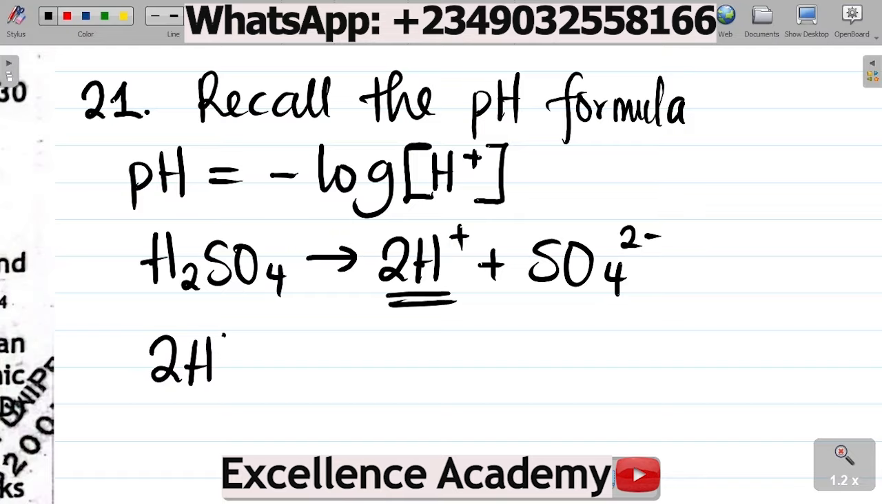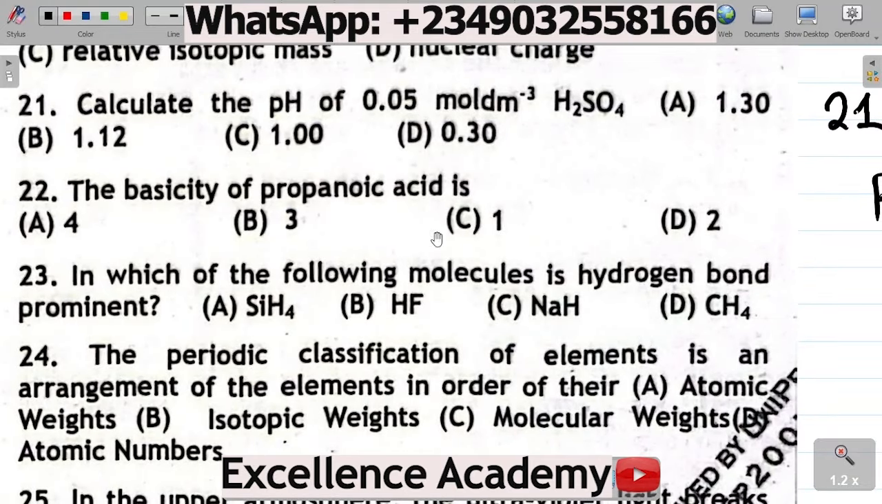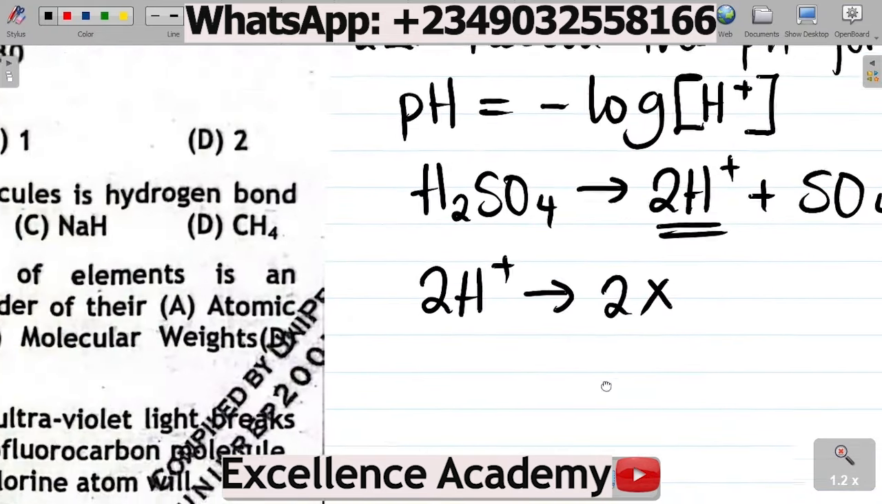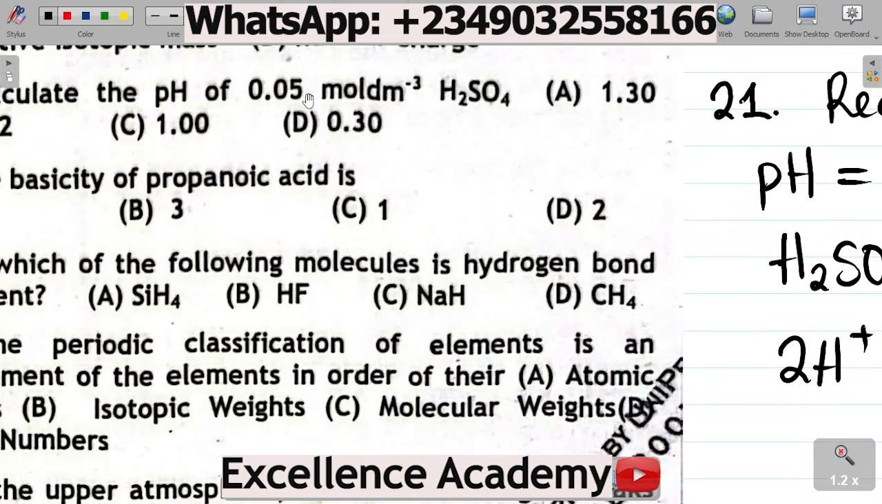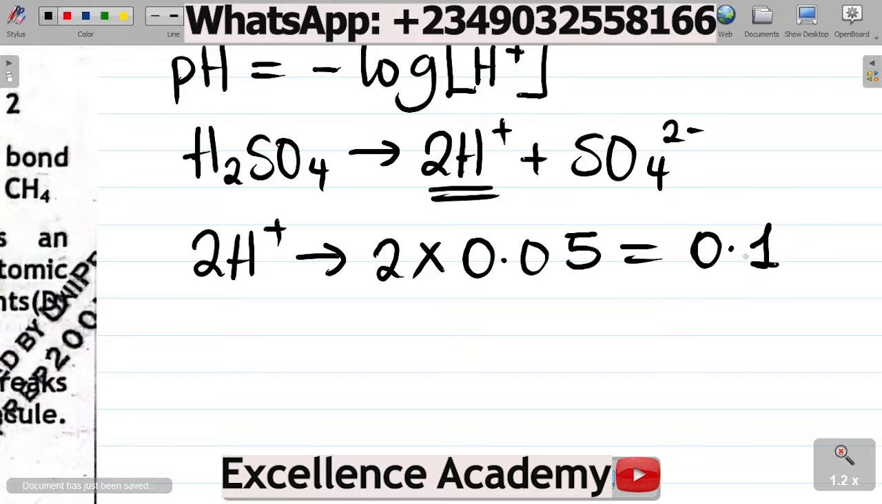Now, if you consider the hydrogen ion here, if you look at this, we have 2 of the hydrogen ion, 2 moles of the hydrogen ion. And that means that becomes 2 times. If you look at the question here, they said 0.05 mole per dm cube of this particular H2SO4 here. So that means for this, it becomes 2 times the hydrogen ion. We'll use this value that's given here, 0.05. So if you do this, 2 times 0.05, that will be equal to 0.1. We have this. All right.